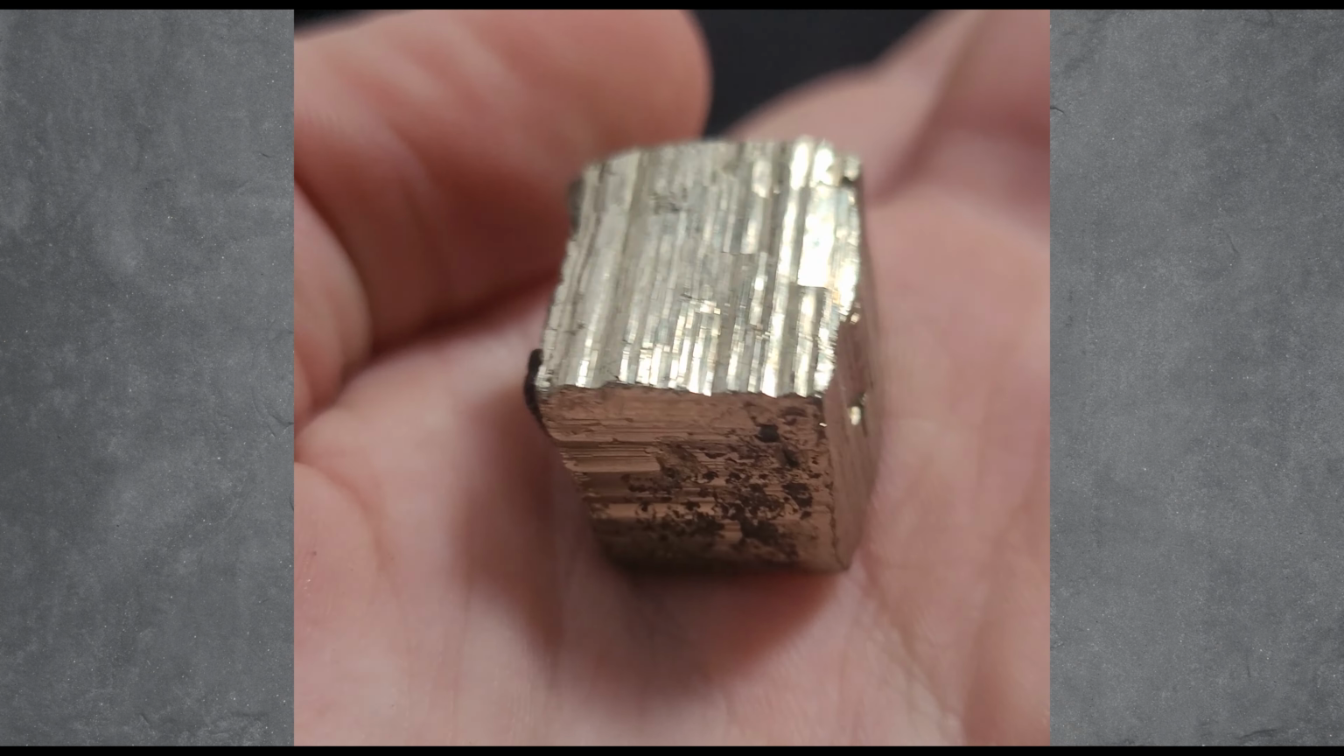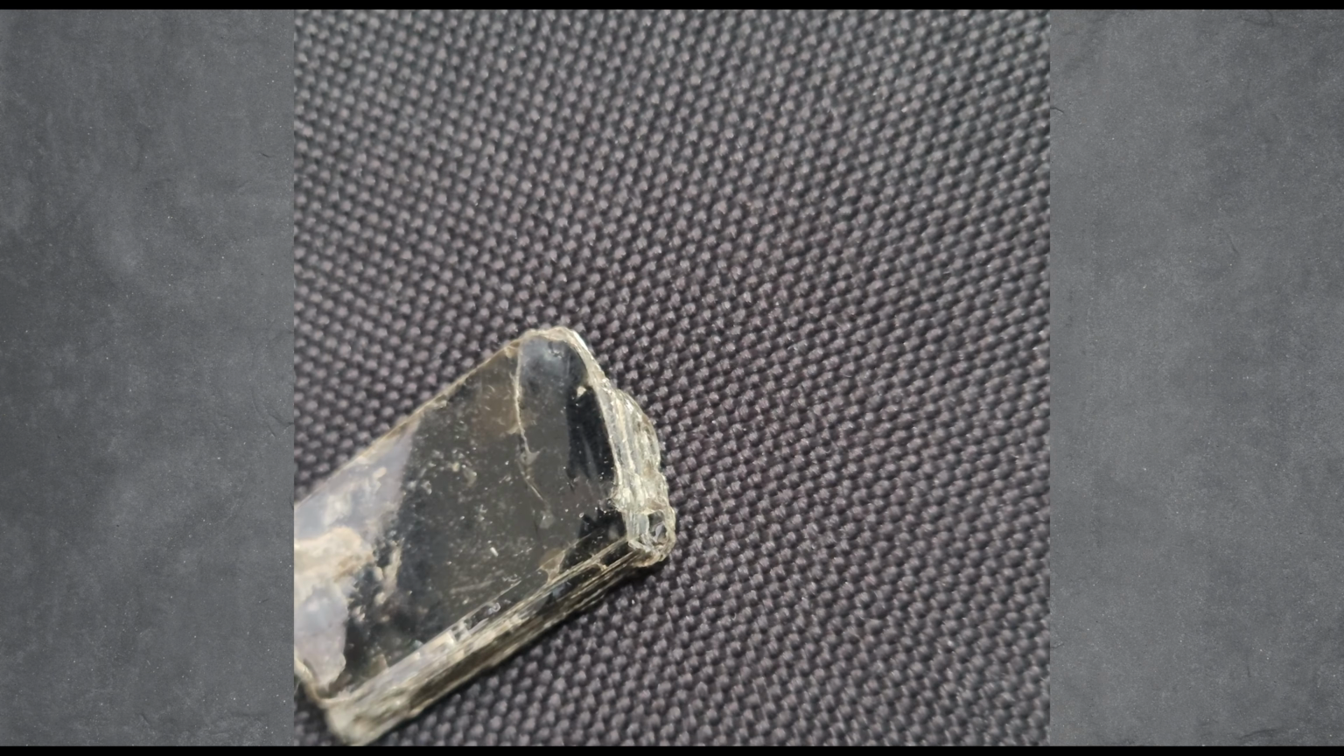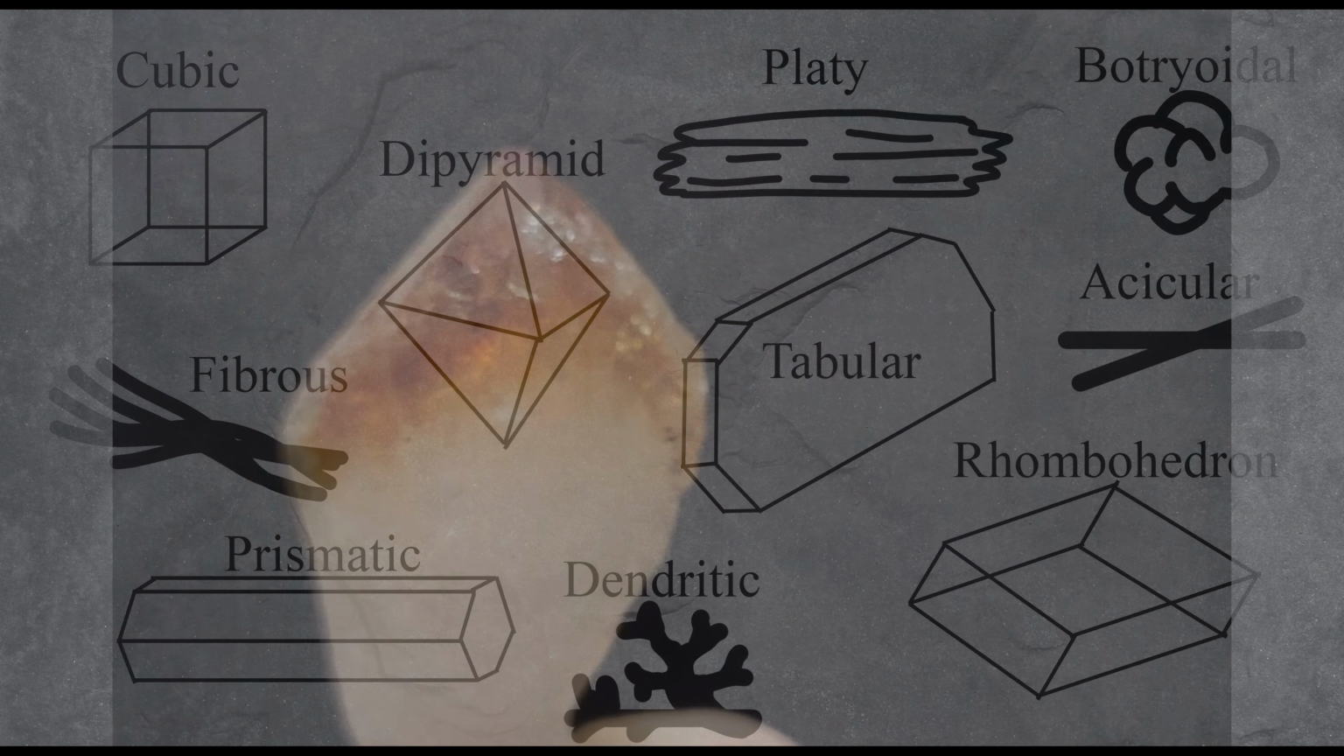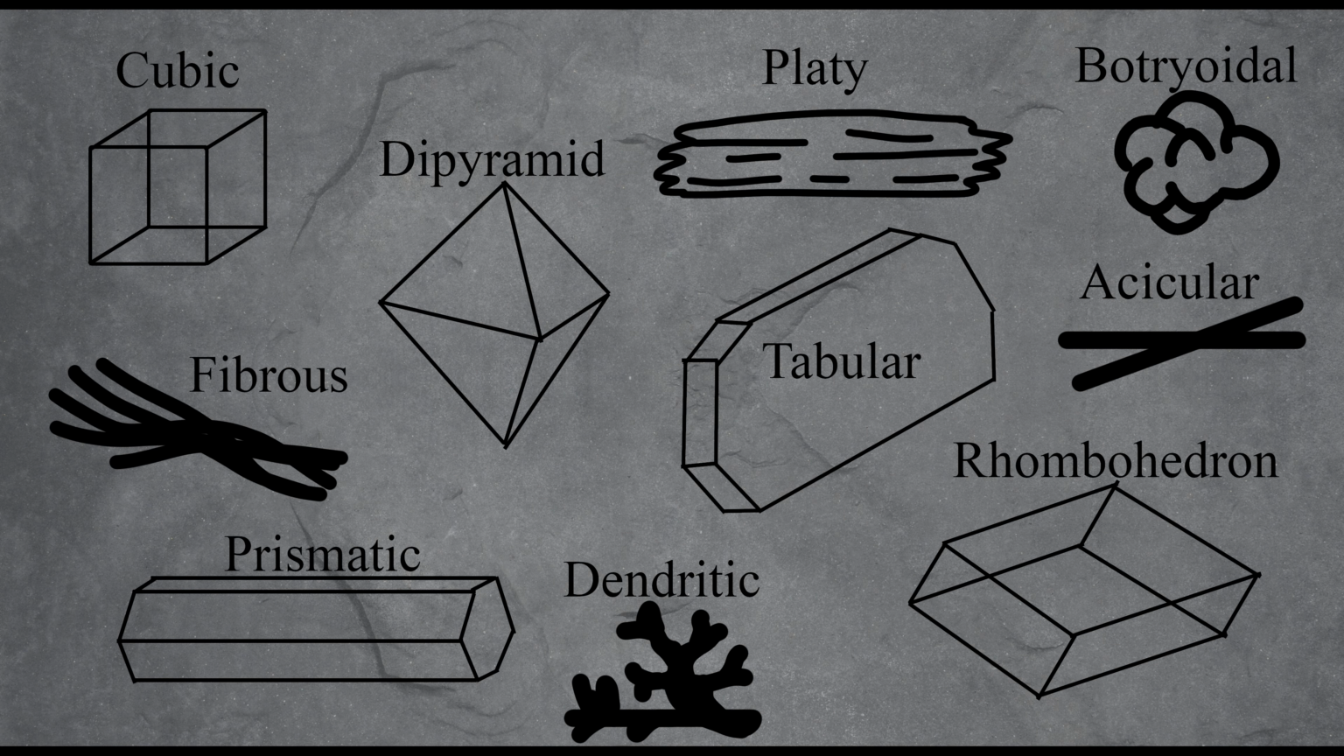Minerals can come in a variety of forms, such as this cubic pyrite, this platy biotite, this prismatic quartz, and a bunch of others, as you can see here. In crystallography, we go into more specifics of the crystal shape.